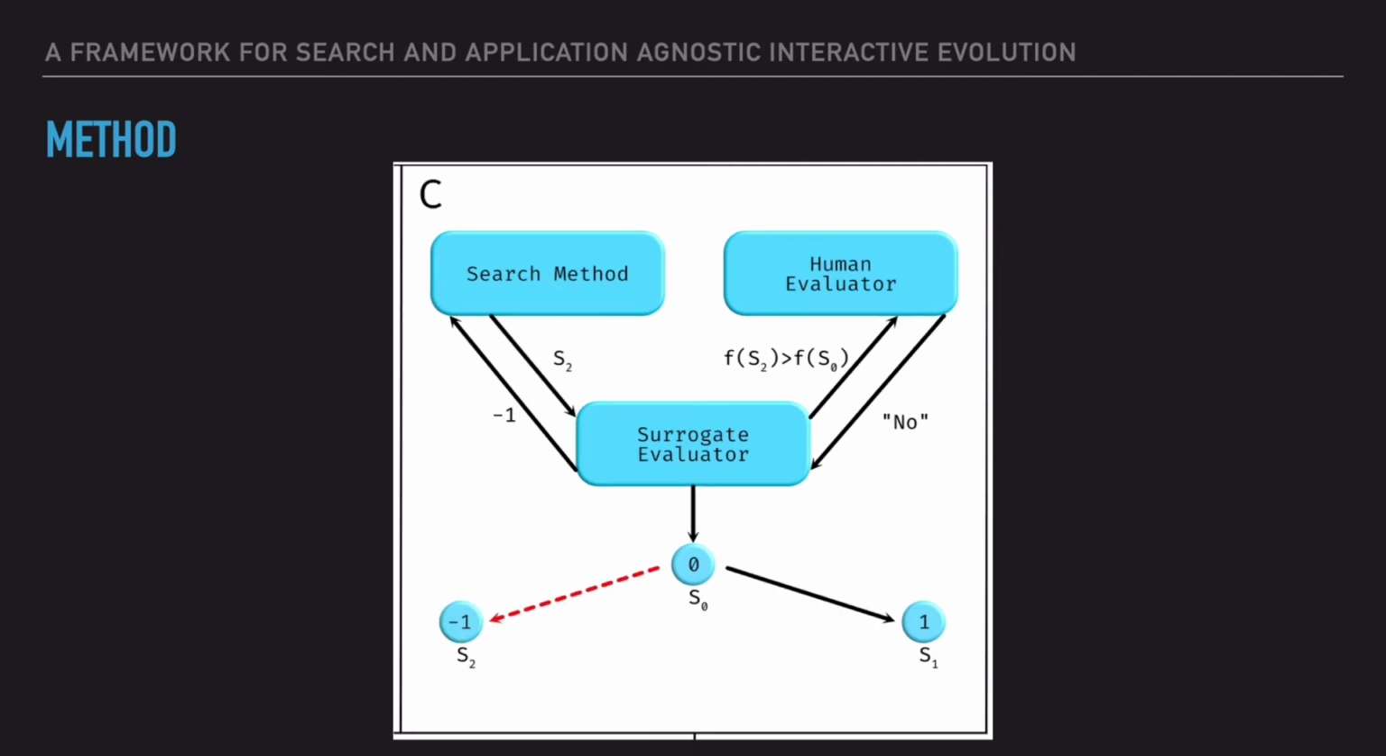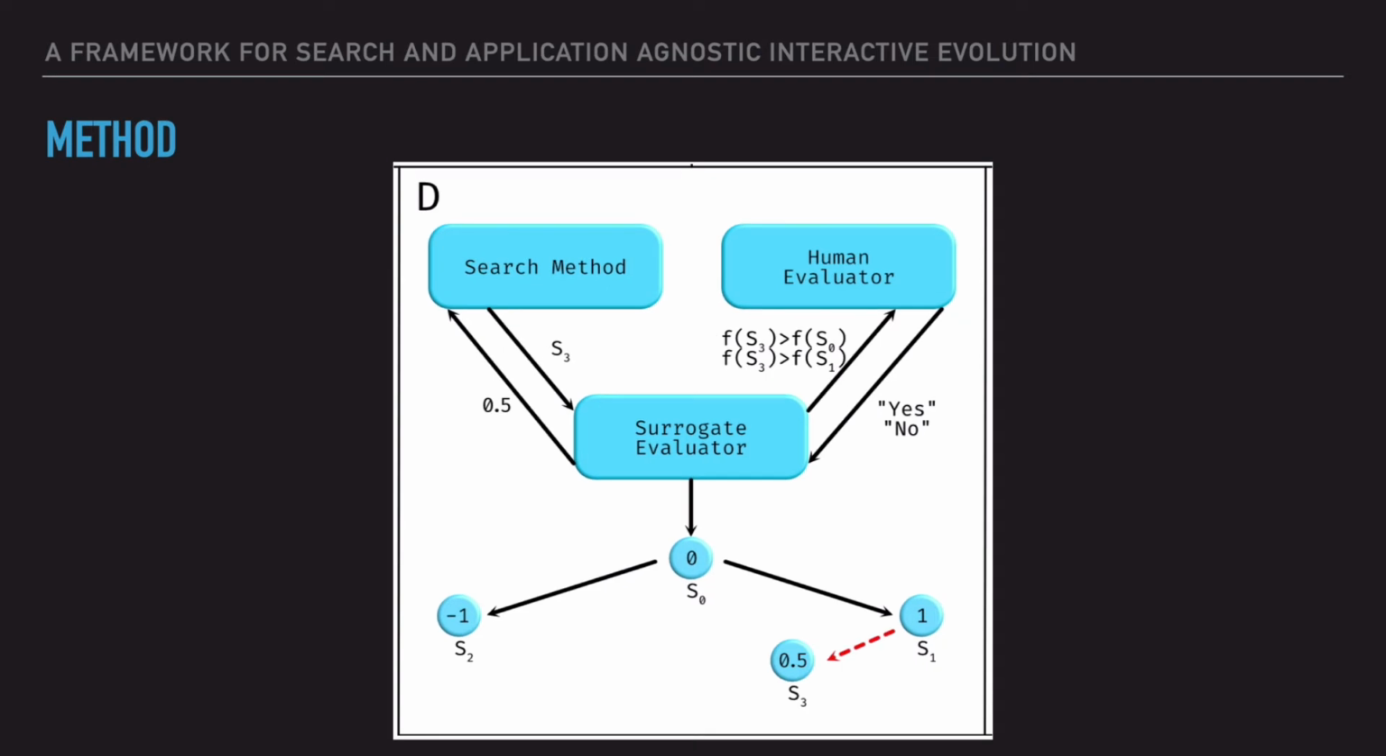Next, the method proposes S2. Again, it encounters the head node of the surrogate, triggering a human query. Is S2 better than S0 at f? The human responds no. Thus, the value is placed to the left of the head node, with the value of its parent minus 1. This value is also returned to the search method.